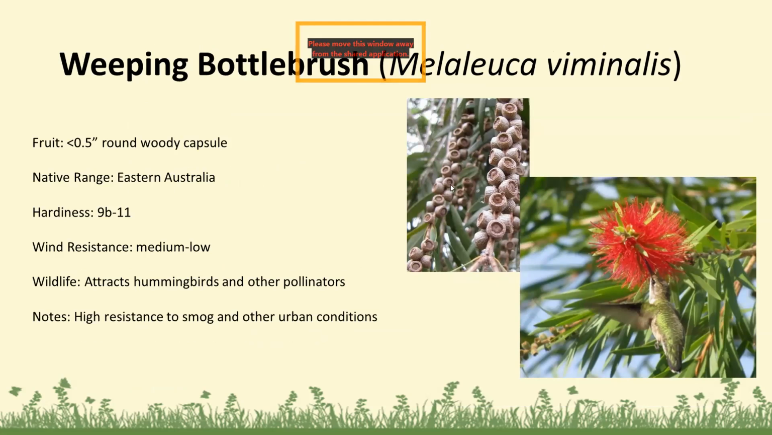And the fruit turns into these little half-inch round woody capsules. Its native range is Eastern Australia. It has a little bit of wind resistance. A lot of wildlife like them, various pollinators, including hummingbirds. And it's a very good urban tree, and that's why I'm including it here. There's a little bit of controversy about this plant, but sometimes we just need plants that can put up with really terrible conditions, and this is one of them.